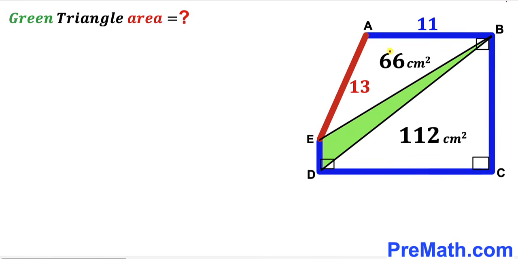We know that we have been given the area of this triangle as 66 centimeters square, and the area of this right triangle is 112 centimeters square as well. And we are interested in calculating the area of this green shaded triangle BDE. So our task is going to be to calculate this side DE, this side CD, and likewise this side BC as well.